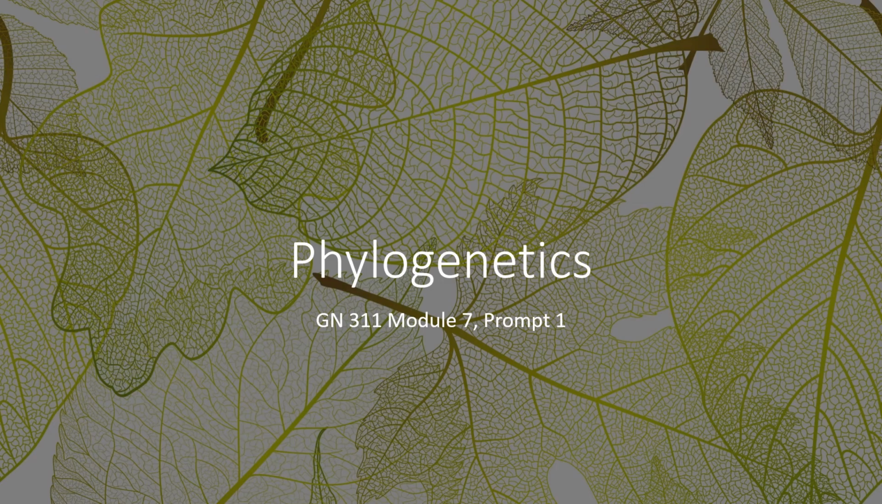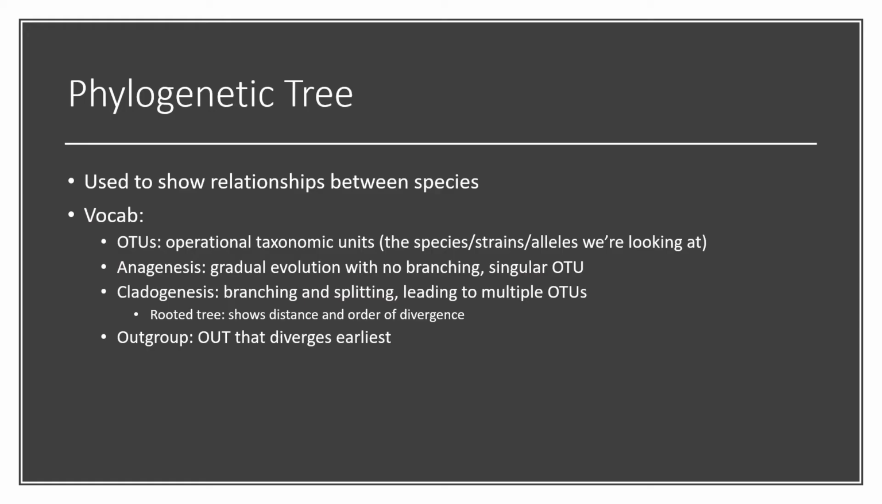Hello, I'm going to be talking about phylogenetics. So a phylogenetic tree is a diagram used to show relationships between different species in most cases, or it could also be strains or alleles or whatever we're looking at.